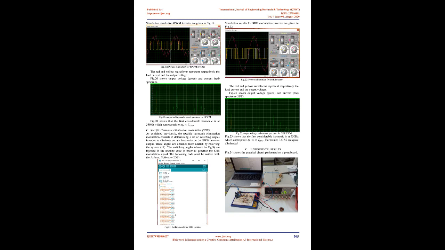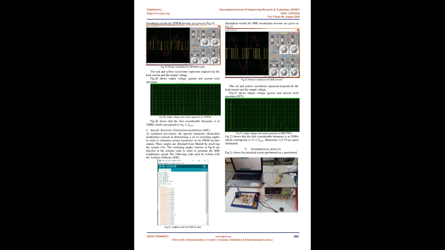Simulation results for the square wave inverter are given in Fig. 15. The frequency f equals 400, the load values are R equals 25 and L equals 100. The red and yellow waveforms represent respectively the load current and the output voltage.